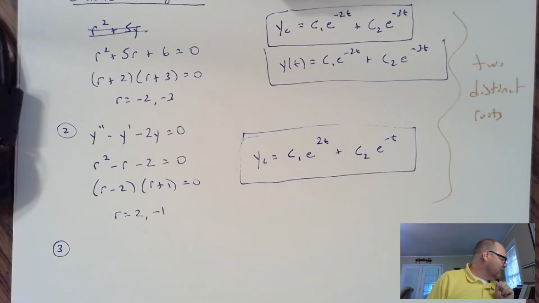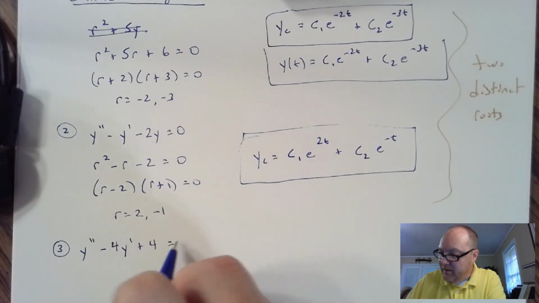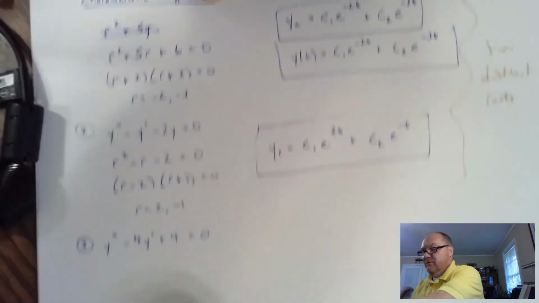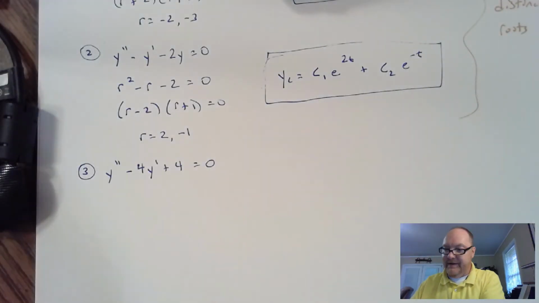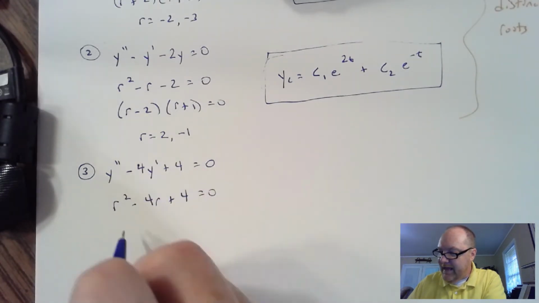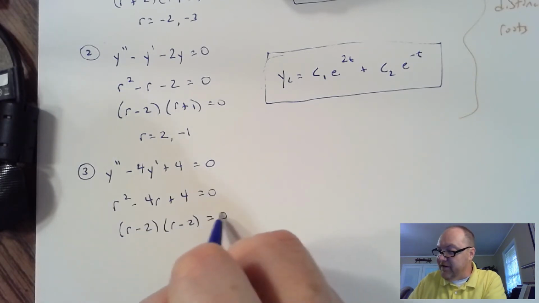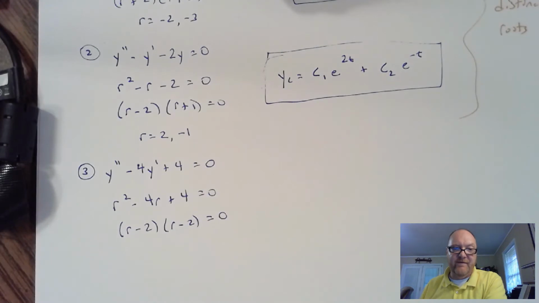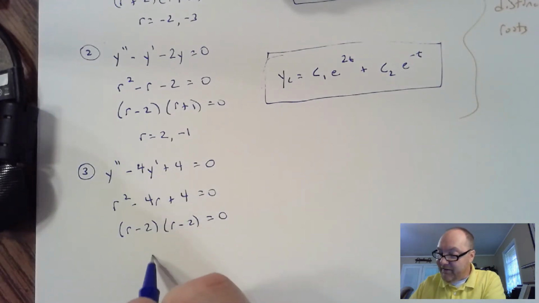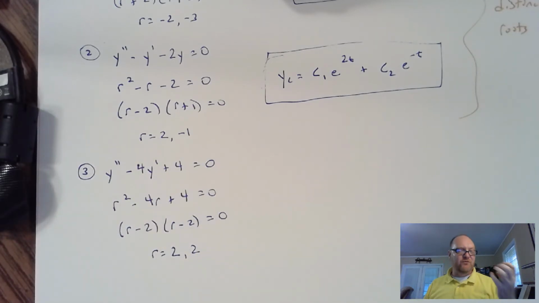Example 3, I'll call it. Let's do y double prime minus 4y prime plus 4y all equal to 0. So again, that characteristic equation looks like this, and it factors. By the way, we could certainly use the quadratic formula if you can't get it to factor, but there it is, factored. But I don't get a distinct root this time. I actually get a repeating root. So I just need to address that.